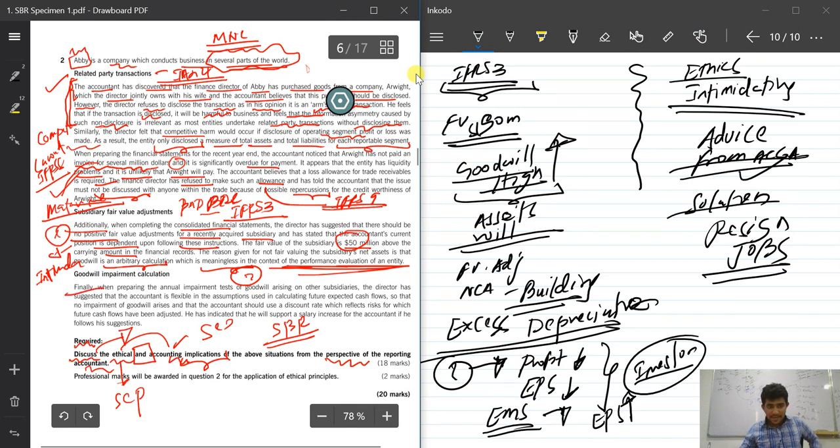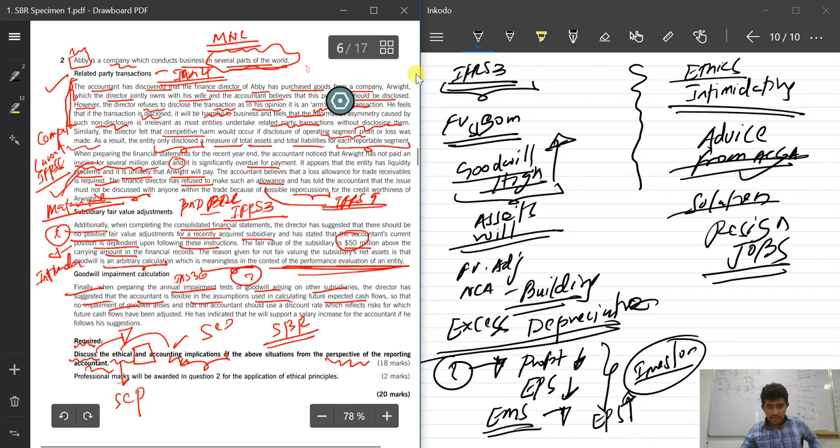Finally, when preparing the annual impairment test on goodwill arising, now see, IAS 36 comes here. On other subsidiaries, the director has suggested the accountant be flexible in the assumptions used in calculating future expected cash flows, so that no impairment of goodwill arises. So here it's profit smoothing. Again, he is trying to be flexible there.